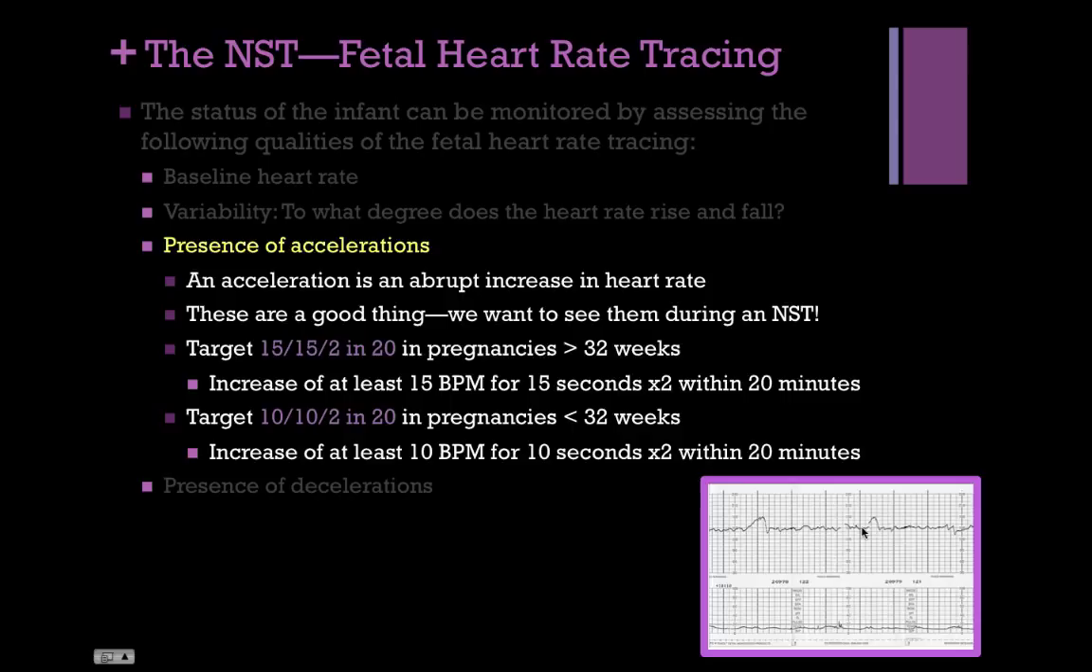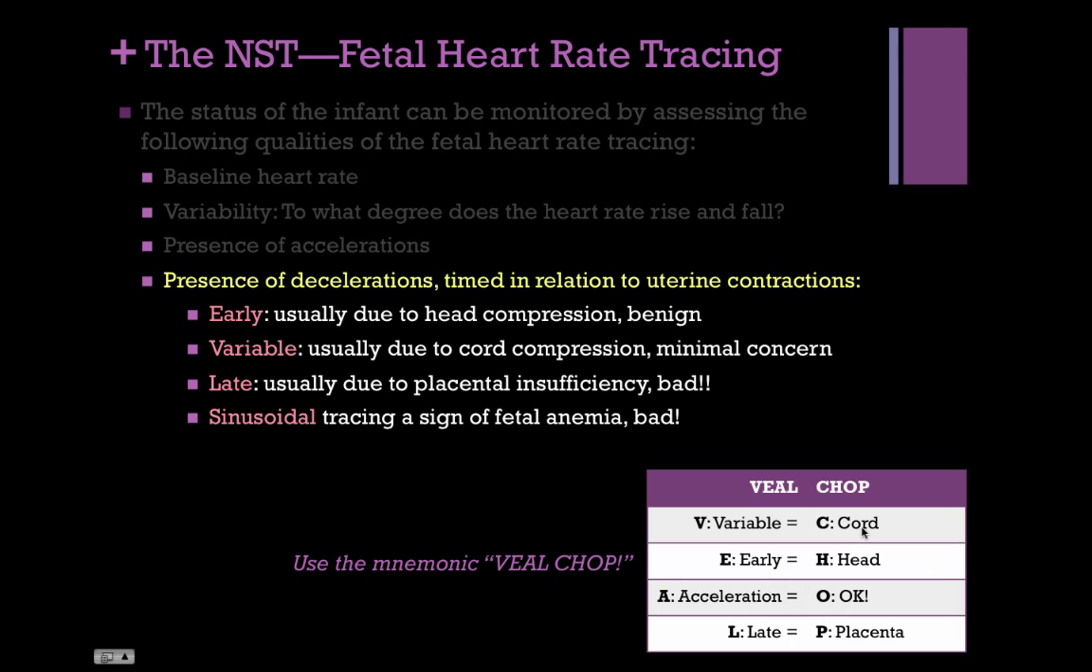So then the next thing we look for is also presence of decelerations. So while we're actually hoping for presence of accelerations, we don't necessarily want presence of decelerations, but not all decelerations are created equal. So an early deceleration is usually due to head compression. It's quite normal and it's benign. Variable decelerations can be due to cord compression, and though they're not great, they're minimally concerning. The late decelerations are when it gets bad. So this is due to placental insufficiency, and that's not a good thing.